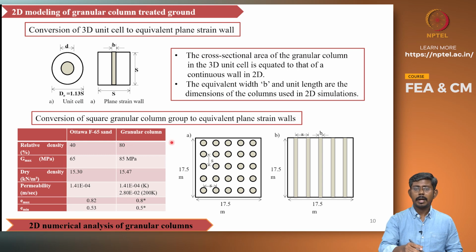Here the soil deposit is made of Ottawa sand for the numerical model to be discussed, and the granular column is also modeled using PM4Sand, and the basic properties are listed here. It can be noted that there is a difference in the permeability considered for granular columns: K and 200K. K refers to the case where the permeability of the granular column is the same as that of the soil, but in the case of 200K, the permeability of the granular column is two orders higher than that of the surrounding soil. This difference is mainly considered to account for the drainage that occurs through the granular columns.